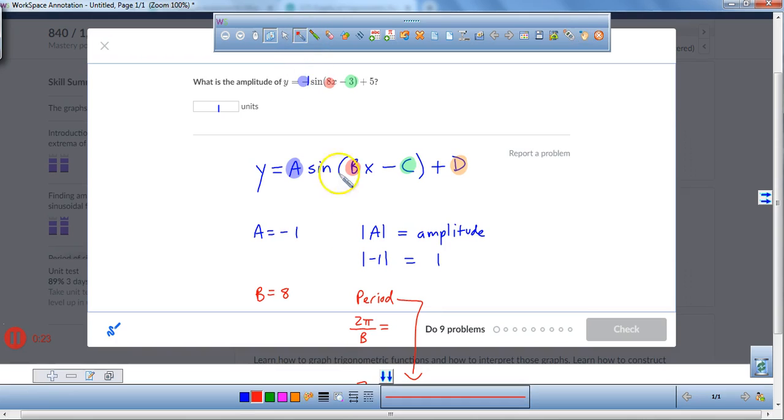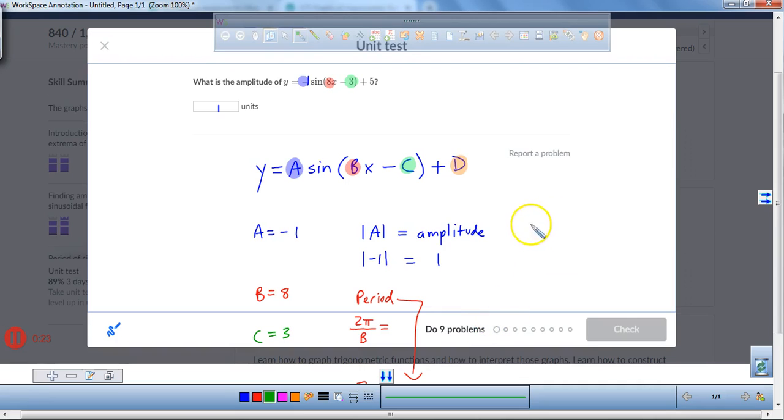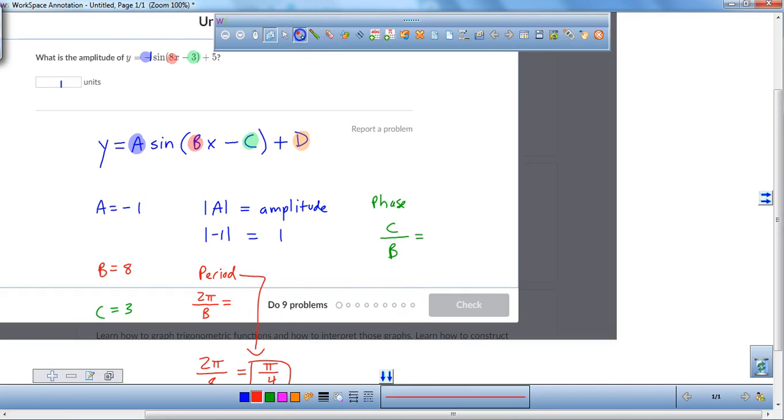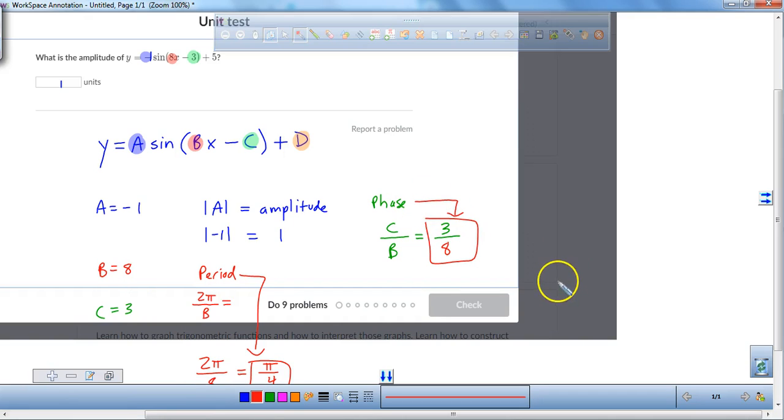Okay. What does the c value deal with? The c value, which is 3, deals with the phase shift. Well, the phase shift, everybody, is equal to the c value divided by the b value. All right, so what is our c value? Our c value is 3. Our b value is 8. So our phase shift would be 3/8.